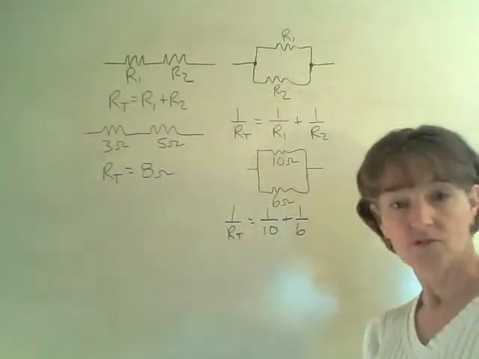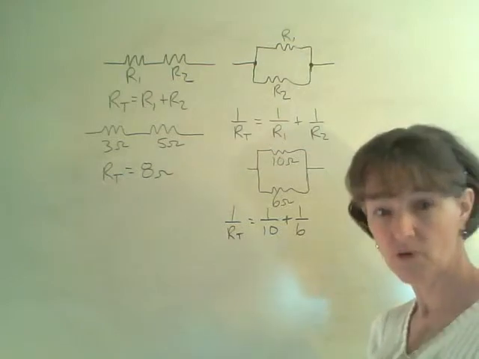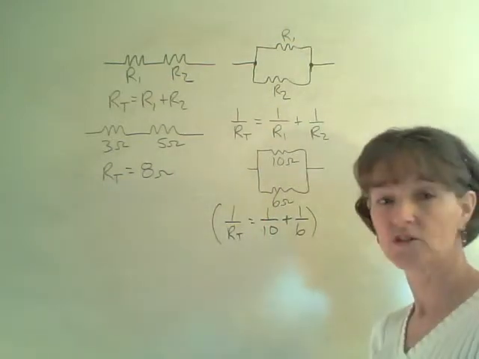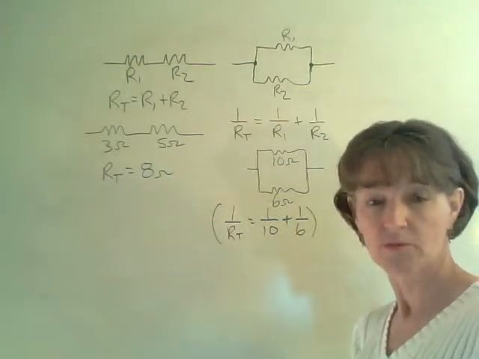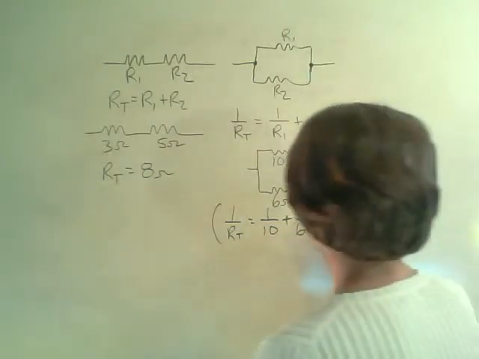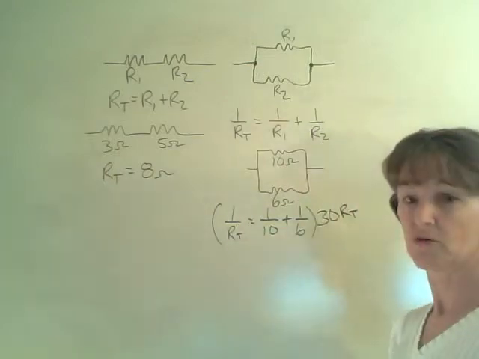All right, so to solve this equation, I'm going to follow my equation solving rules for rational equations. So I'm going to multiply this entire equation by the least common multiple, or the least common denominator. Well, the least common multiple of 10 and 6 is 30. And so I just tack an RT onto it. So I multiply the entire equation by 30 RT.